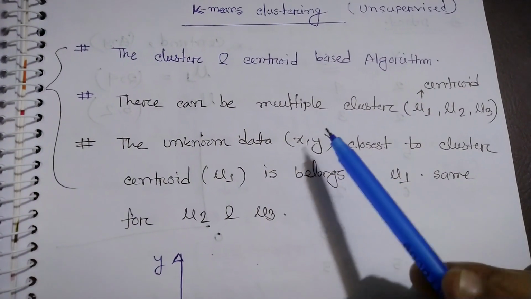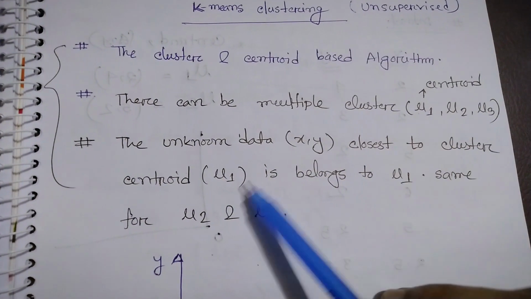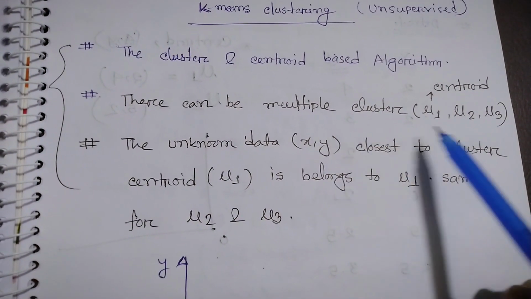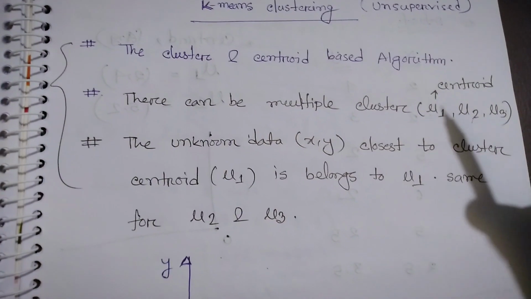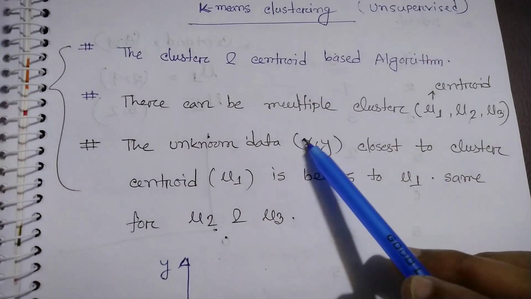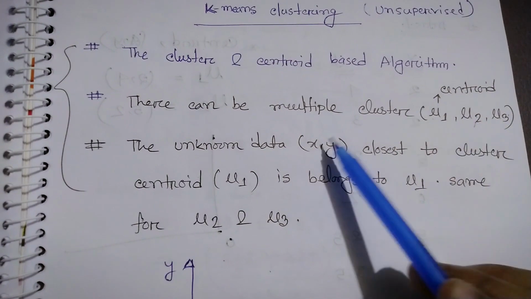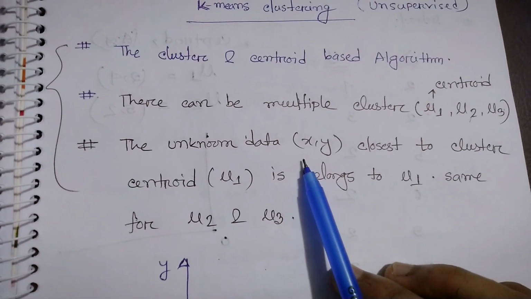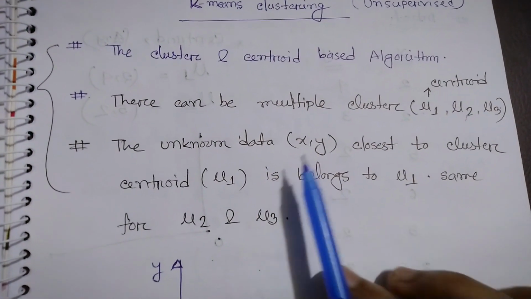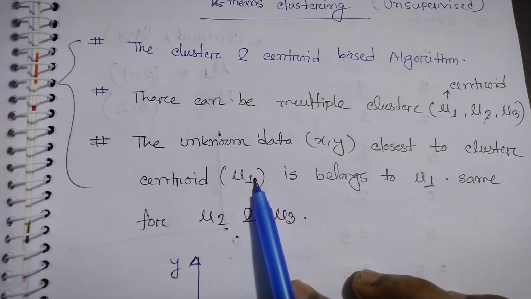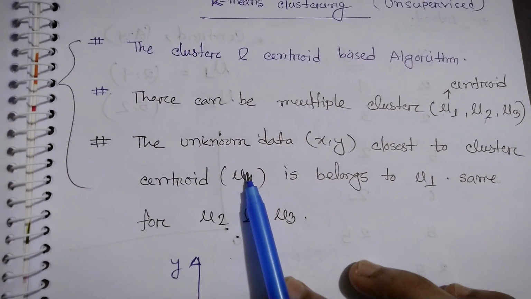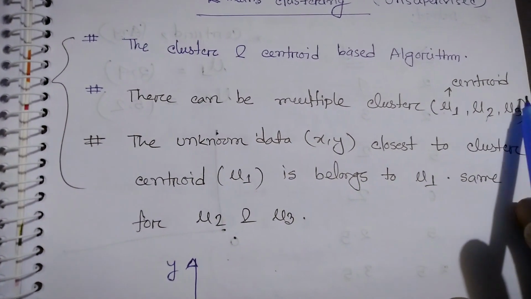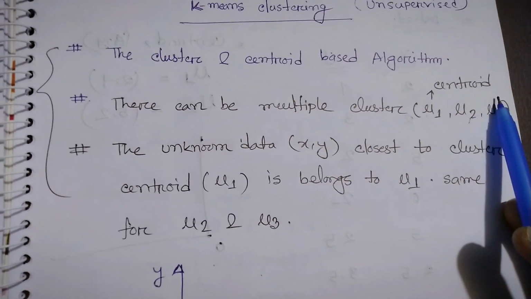This is the main part of this algorithm. You need to find the distance from this unknown data to cluster mu1, and also the distance from this point to mu2 and mu3, because you need to find the smallest distance from this point to each centroid. Whichever is closest, suppose mu1 is closest here, so it will belong to the mu1 cluster. It can be mu2. If it is close to mu2, then it belongs to mu2. If it is close to mu3, then your unknown data point belongs to mu3.